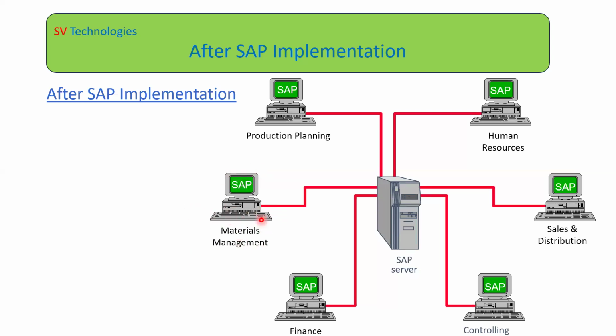We call it SAP material management. So that information immediately gets reflected to these people. That means the purchasing people will immediately start their procurement process to get the raw materials. Similarly, finance and controlling is nothing but costing related, product costing and other things. So this is how it works.